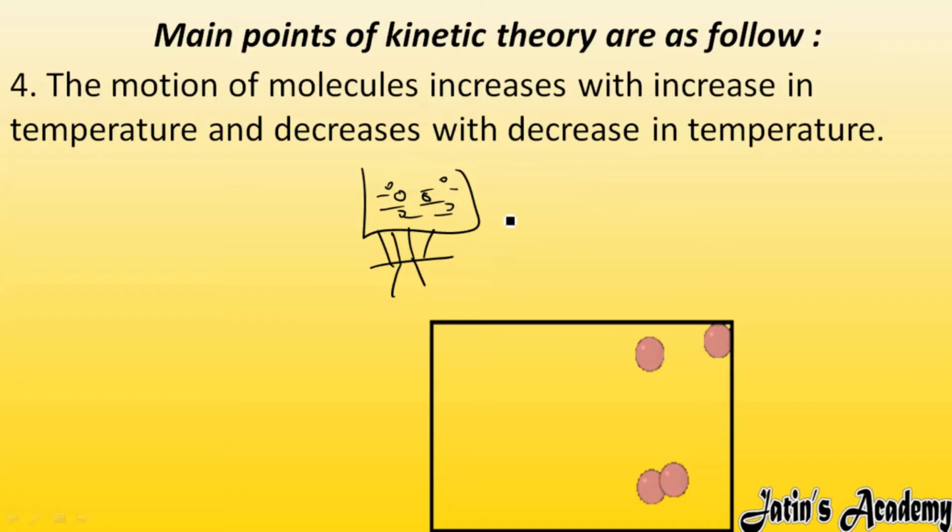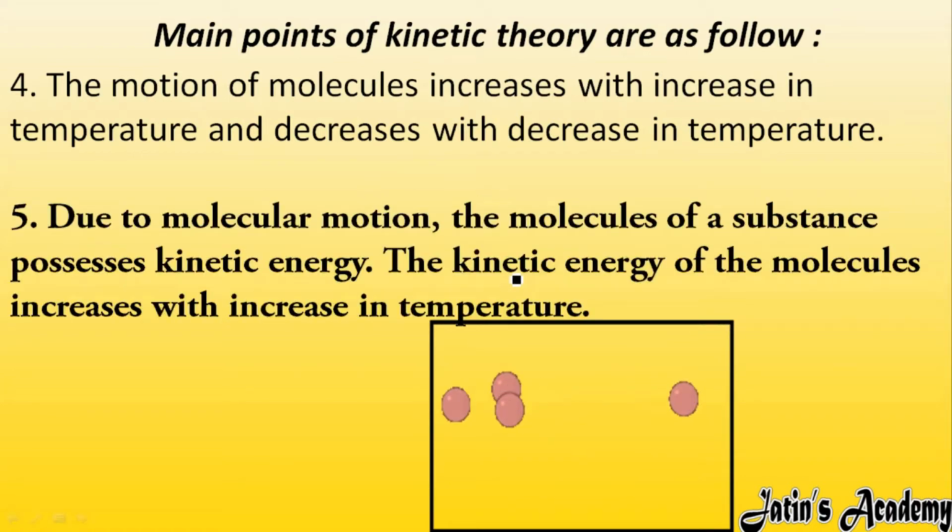And same with the decrease. If we decrease the temperature, with decreasing the temperature, the motion of the molecules also decreases. Next, due to molecular motion, the molecules of a substance possess kinetic energy. Whenever, in any state of matter, molecules are randomly moving here and there, what does it mean? It means the molecules are in which energy? Kinetic energy. So these molecules are having kinetic energy.